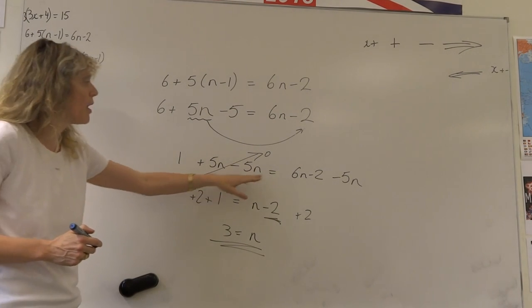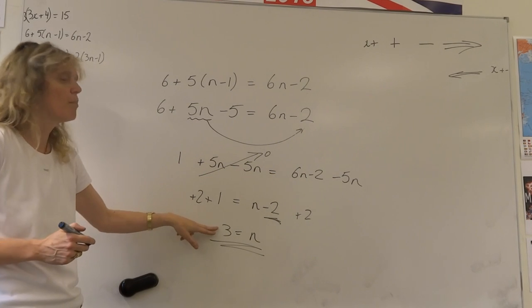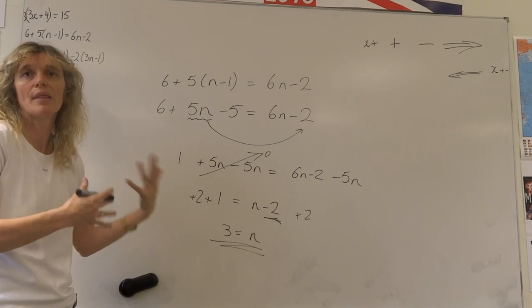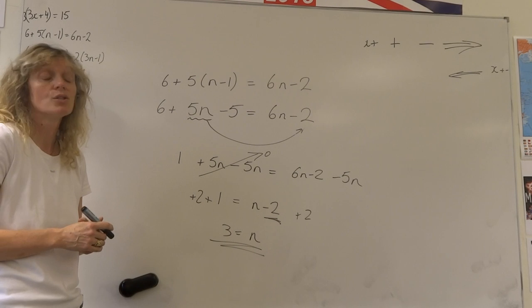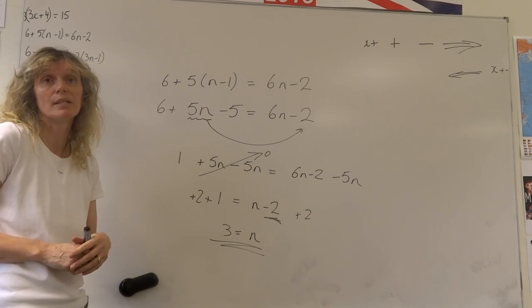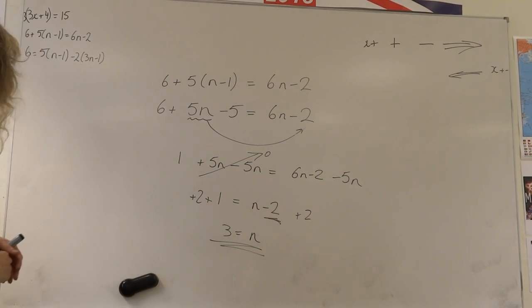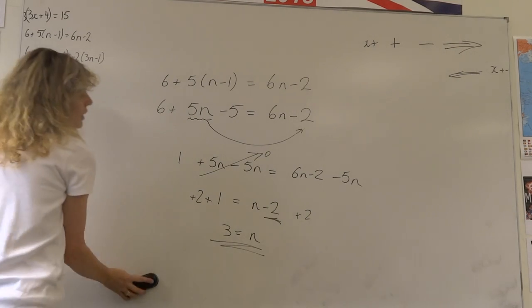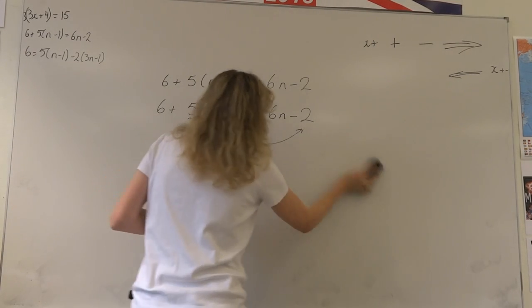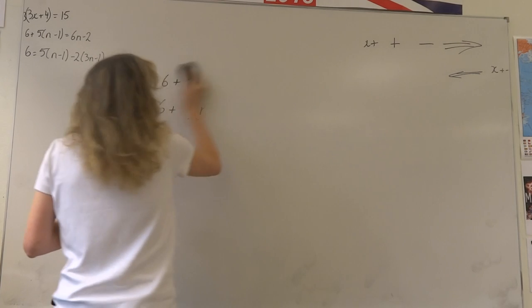If I'd moved the 6n to the other side, I'd have got minus 3 equals minus n, and then the minus signs would have cancelled. So I'd have got the same answer, but this is a little bit simpler. So we get that n equals 3 on that expression. Then we'll look at this very last one to finish off with.